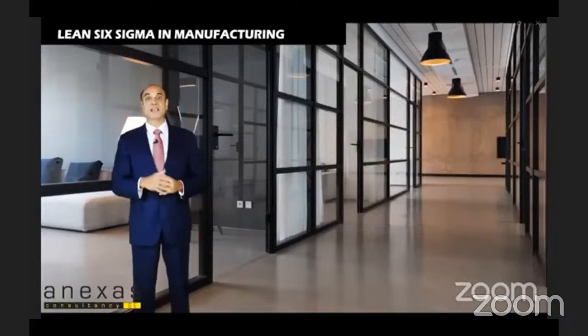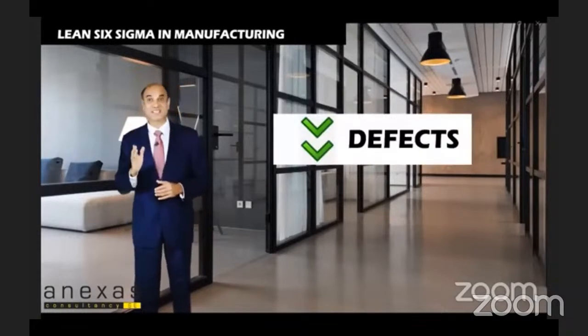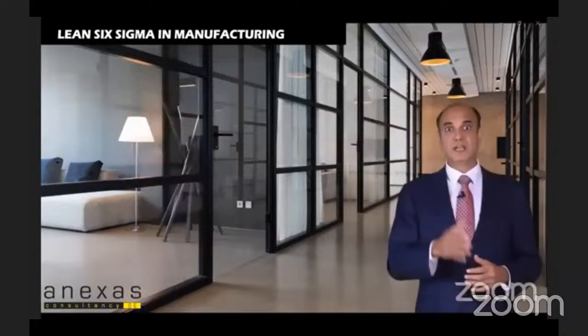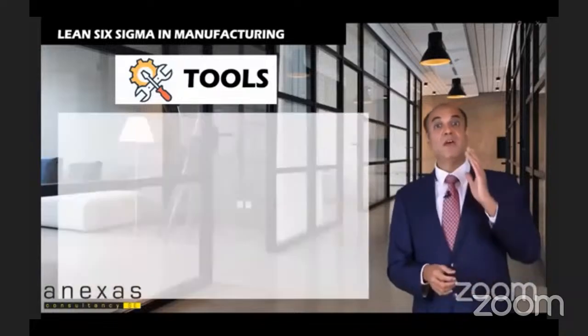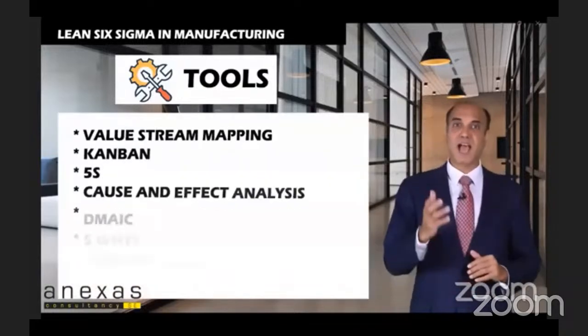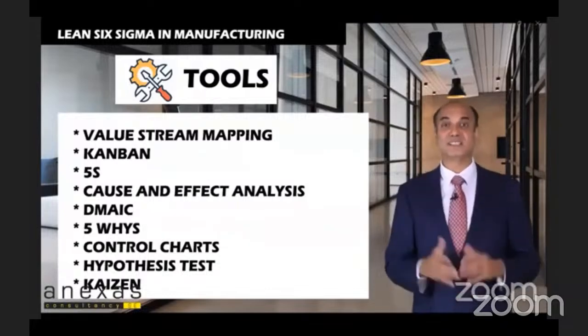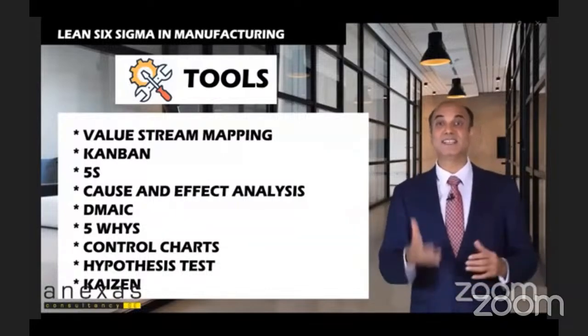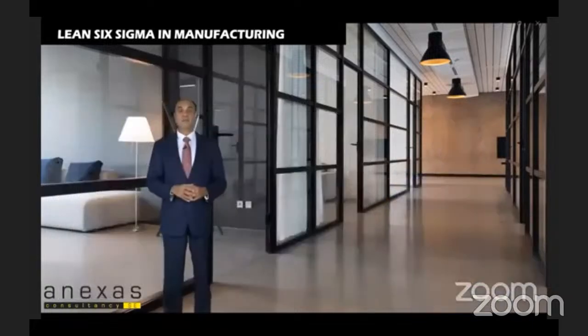Defects in your product can cost your organization a fortune. So the focus is on reducing the defects by focusing on the processes. Let me talk about some Lean Six Sigma tools that can be used in manufacturing. Value stream mapping, Kanban, 5S, cause and effect analysis, control charts, DMAIC, 5 Whys, Kaizen, hypothesis tests, etc., etc., etc. Let us talk about a few.